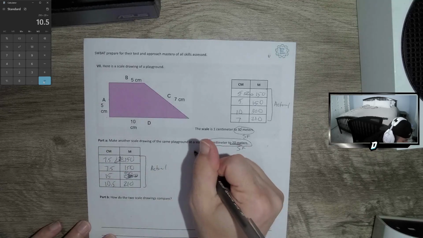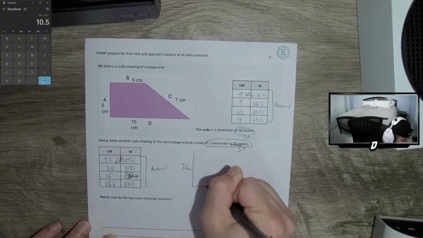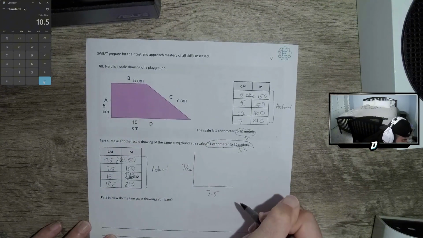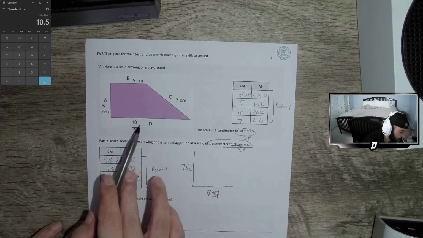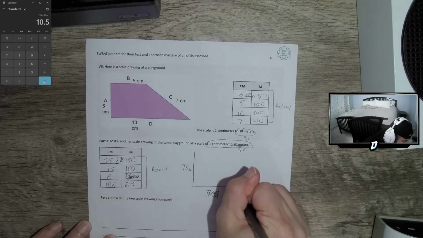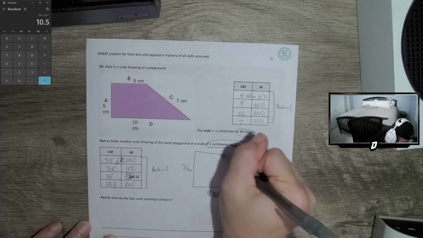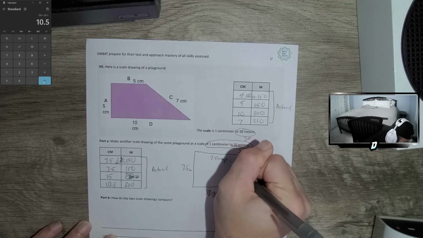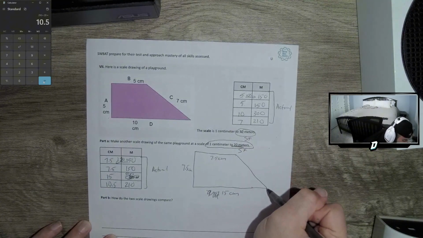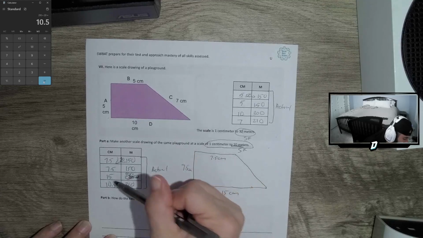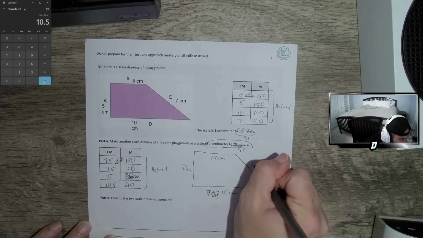So if I was to draw my new scaled copy, right, it's 7.5 centimeters by 7.5 centimeters. Oh, I lied. This one is here, so that would be the 15 centimeters. Right here, 7.5 centimeters. Then we go all the way down here. And we know that this one corresponds with the 10 5/10.